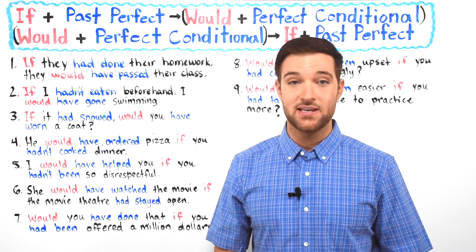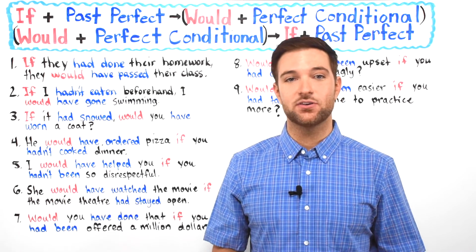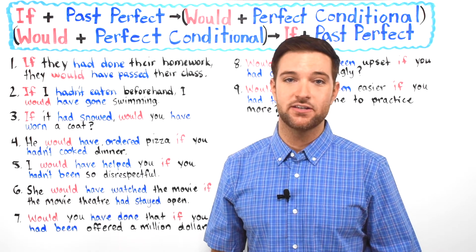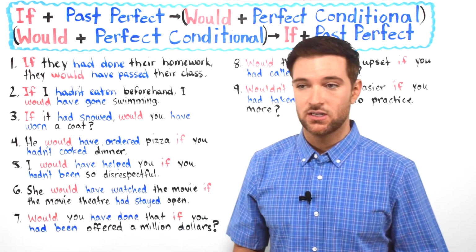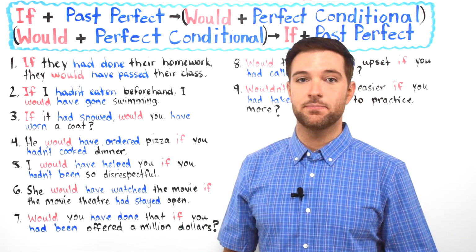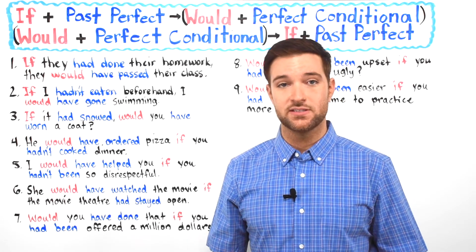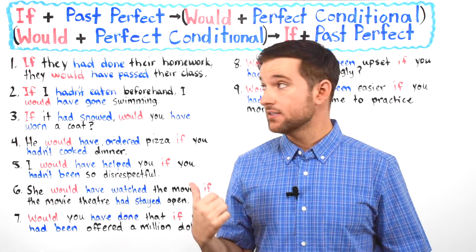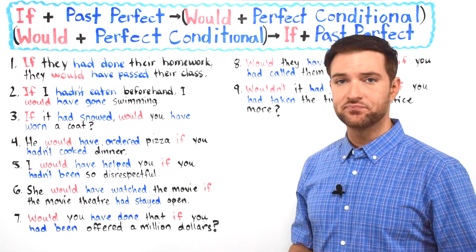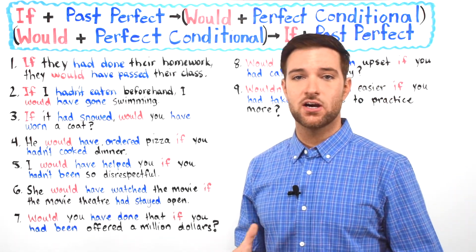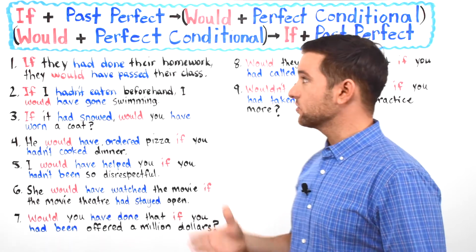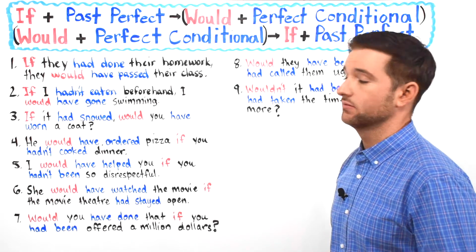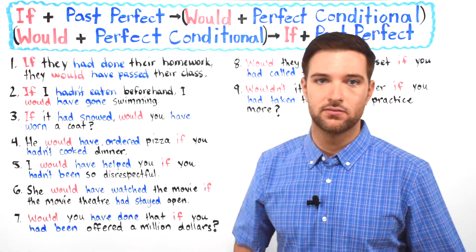So, like many of you have noticed, the type 0 conditional uses the simple present, and also the type 1 conditional uses the simple present too. The type 2 conditional uses the simple past. And now, today, in this conditional that we're going to look at here, we're going to talk about this one, which uses the past perfect tense. Okay, so a little bit different, all right?